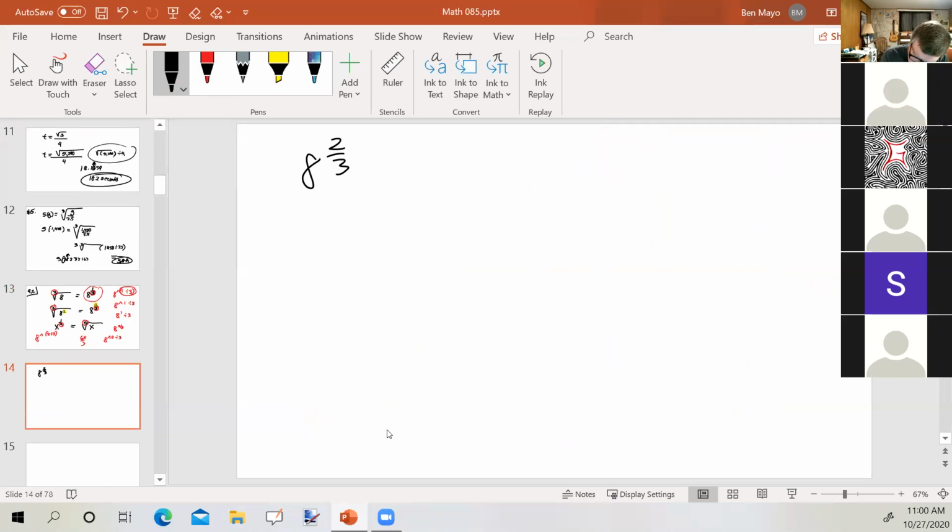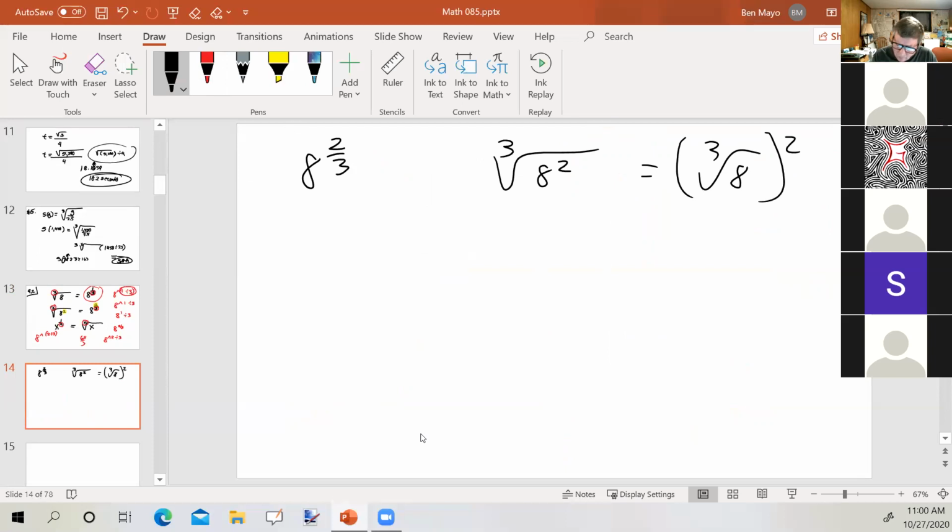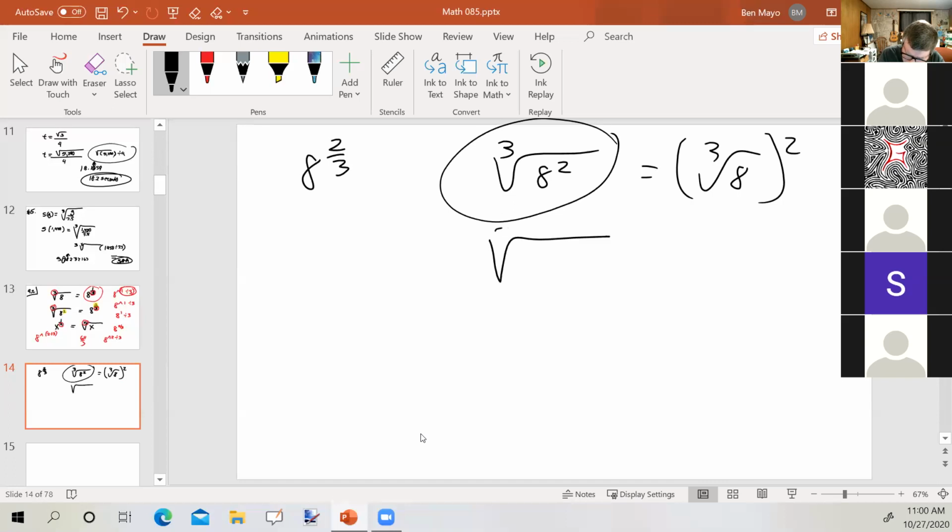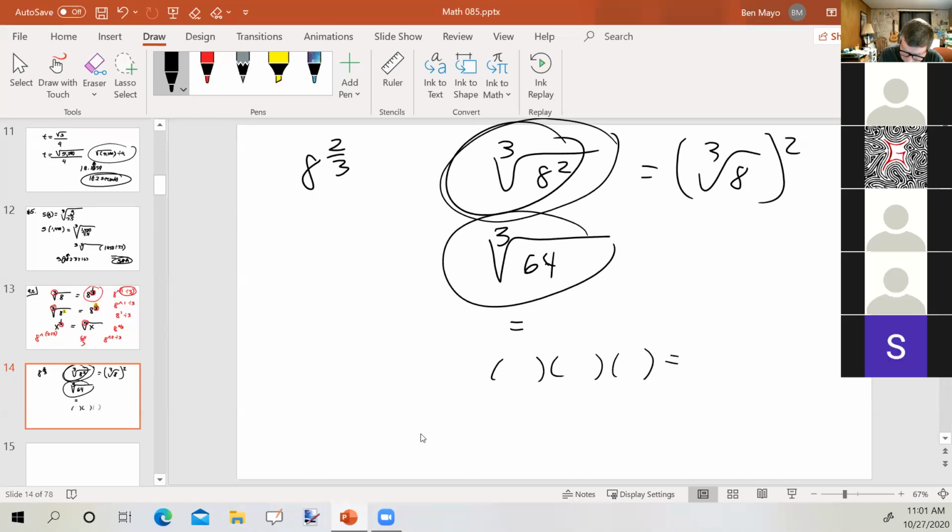Which is the same thing as what? The cube root of 8 squared. Okay, now, it's also the same thing as the cube root of 8, squared. Well, let's take a look at this problem. Order of operations, what would you do first? You do inside the grouping symbol. What's 8 squared? 64. So this would become that. What's the cube root of 64? Four. Right, 4.